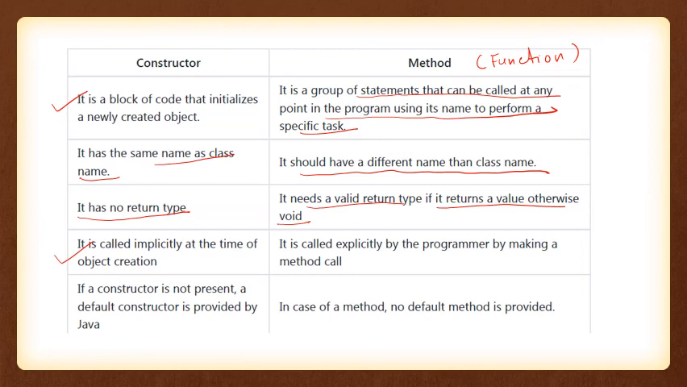Next difference, a constructor is called implicitly at the time of creation of the object. So there is no need to call a constructor function. It is called at the time of creation of the object. But a method is explicitly called by the program by making a method call. There are three steps in a function: function prototype, function definition, and function call. Next, if a constructor is not present, a default constructor is provided by Java. But in the case of a method, no default method is provided by the Java compiler.